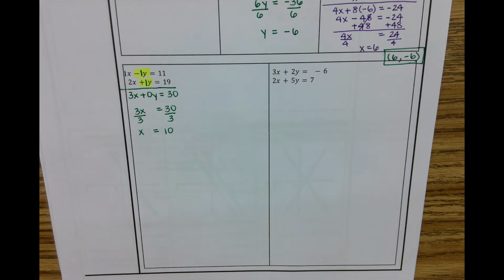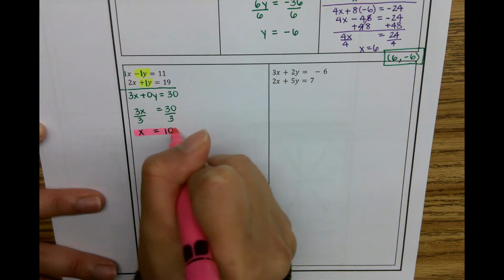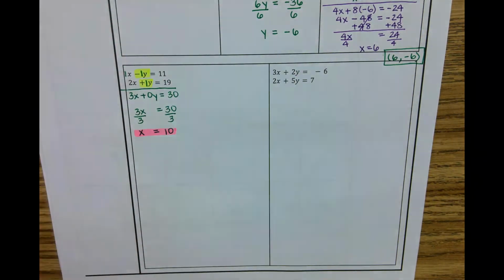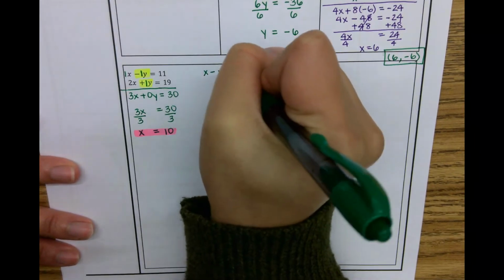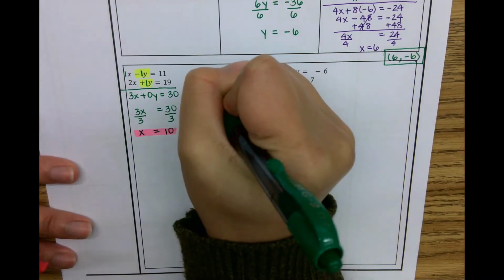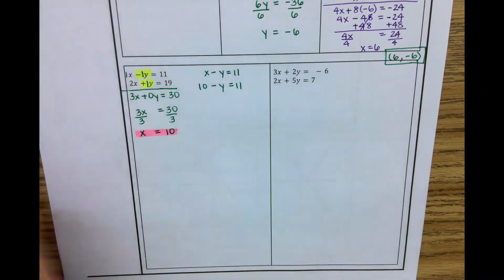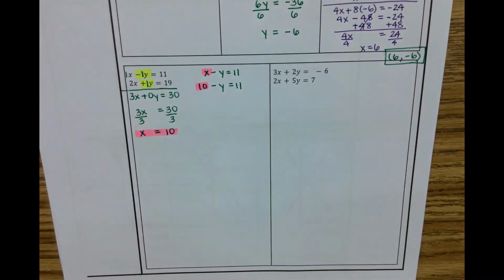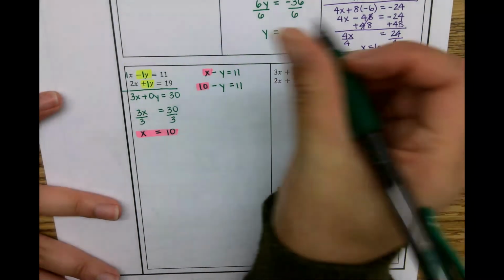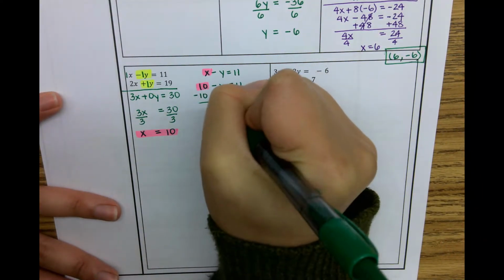It doesn't matter which one you choose. It's still the same. So I'm going to take my x equals 10 and plug it back into my original. I'm going to choose to use x minus y equals 11. Since x equals 10, I can replace or substitute x with 10. And then I'm going to subtract 10. And I get negative y equals 1.